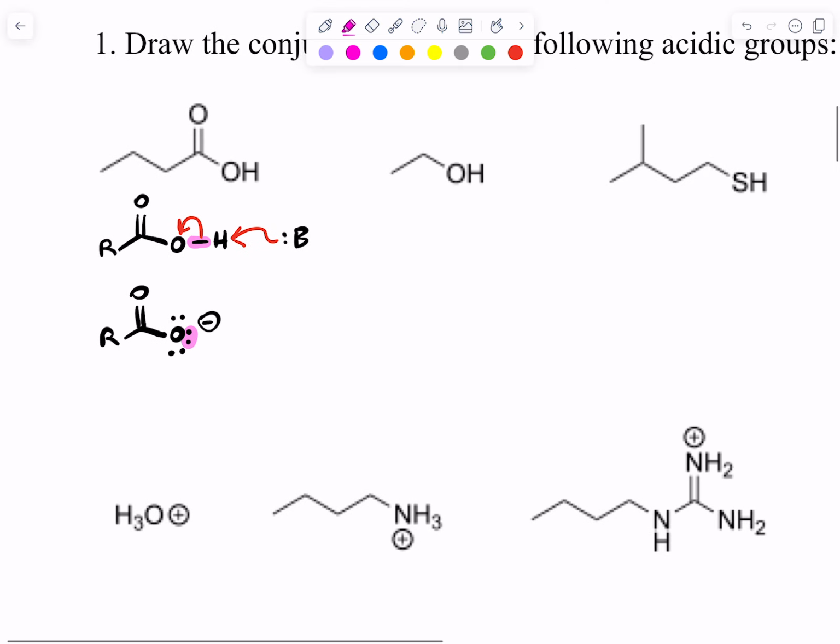Okay, so how about for the alcohol? What is the conjugate base of the alcohol? What should I draw? O with how many lone pairs? 3, and a negative formal charge, and one of those lone pairs comes from the OH bond, right? We'll call that an alkoxide.